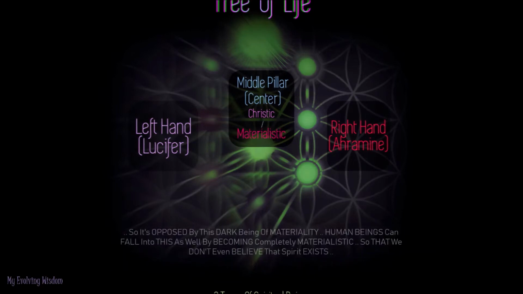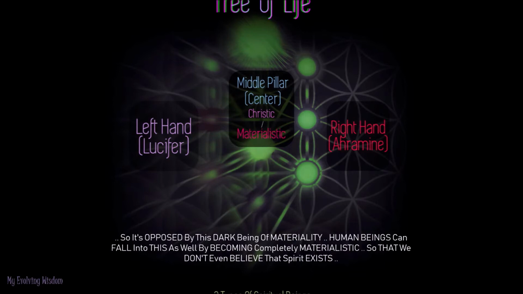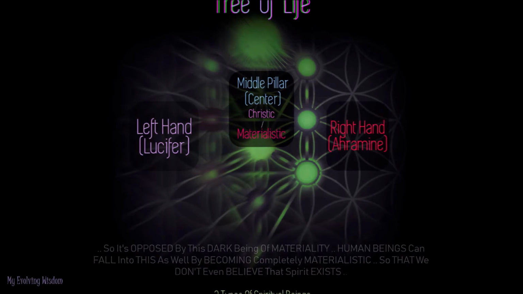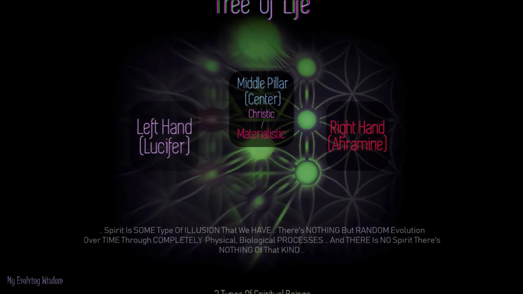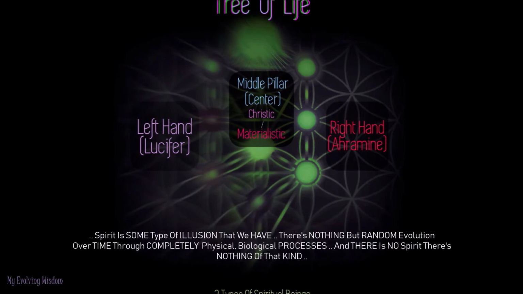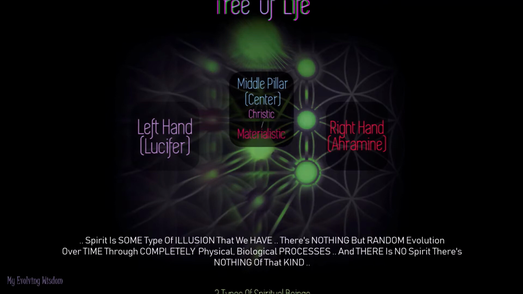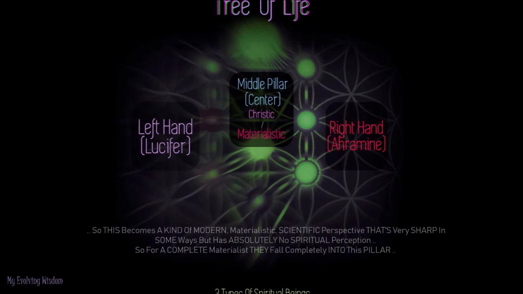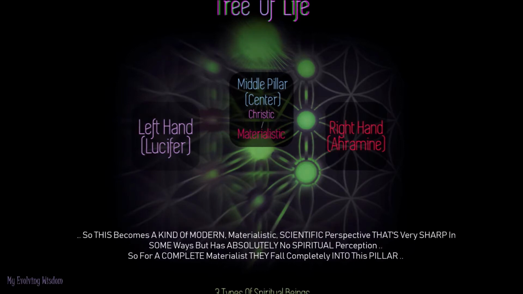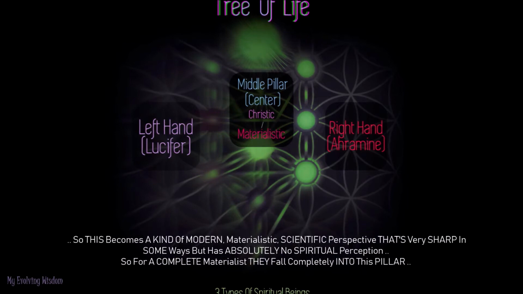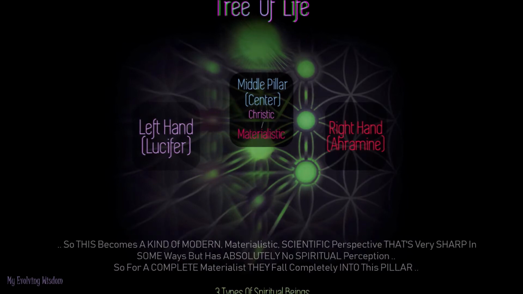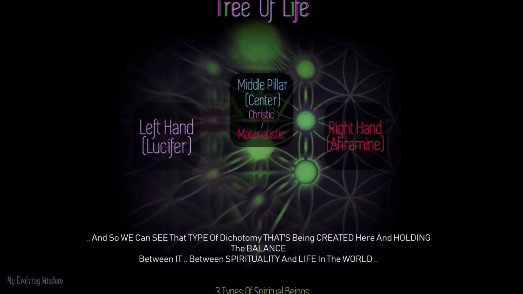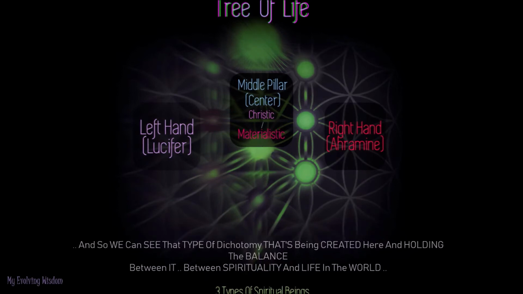So it's opposed by this dark being of materiality. So human beings can fall into this as well by becoming completely materialistic, so that we don't even believe that spirit exists. Spirit is some type of illusion that we have. There's nothing but random evolution over time through completely physical biological processes, and there is no spirit, there's nothing of that kind. So this becomes a kind of modern materialistic scientific perspective that's very sharp in some ways, but has absolutely no spiritual perception. And so for complete materialists, they fall completely into this pillar. And so we can see that type of dichotomy that's being created here and holding the balance between it, between spirituality and life in the world.